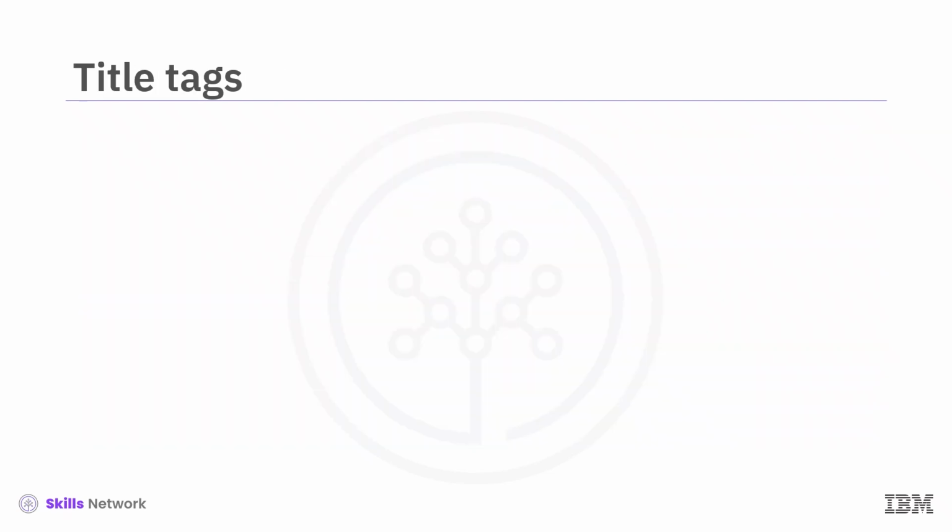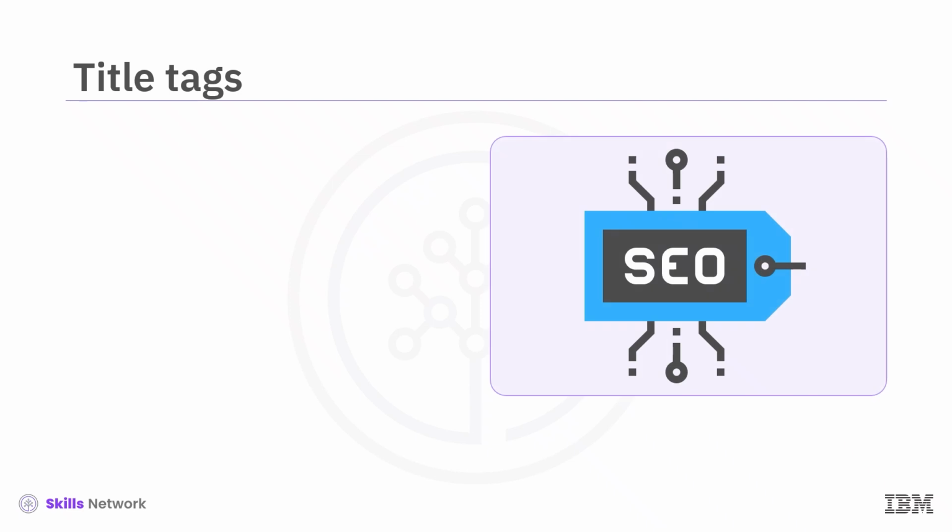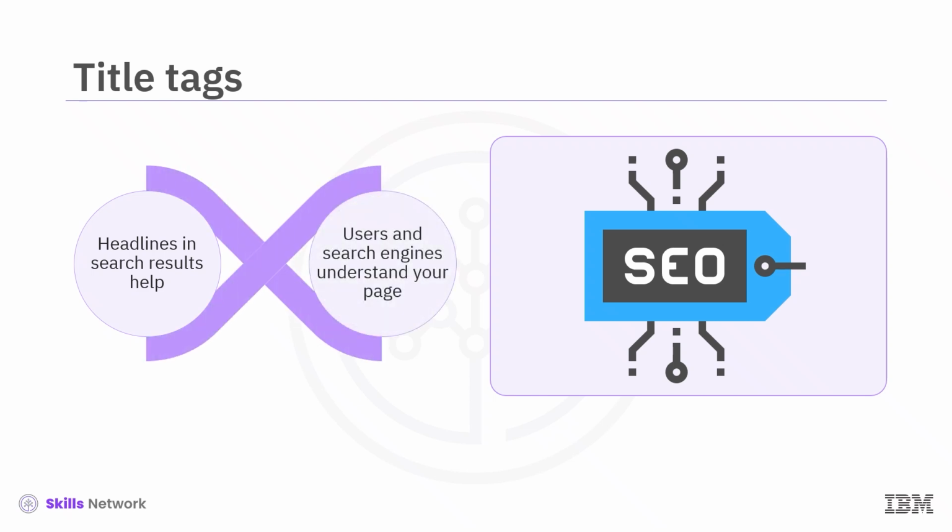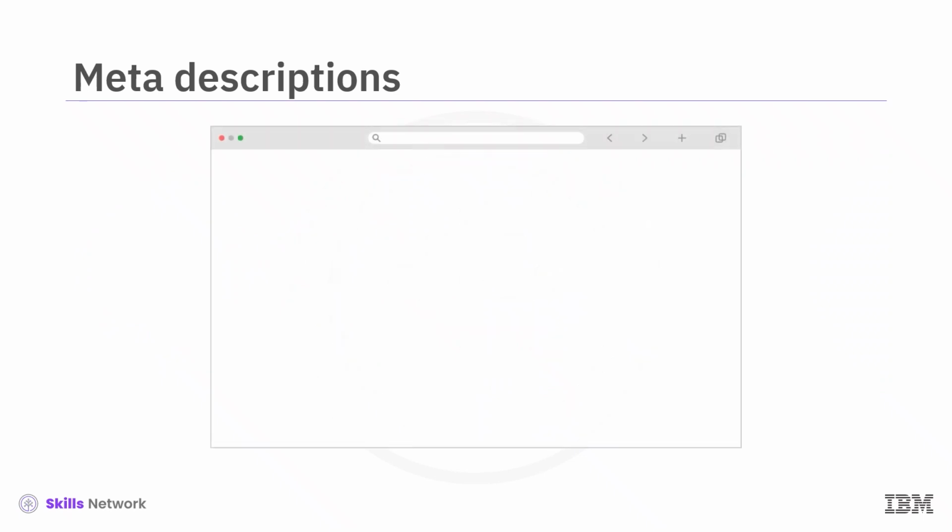Let's go over the main elements to focus on. First, we'll talk about title tags. These are the headlines you click on in search results, and they help both users and search engines understand what your page is about.